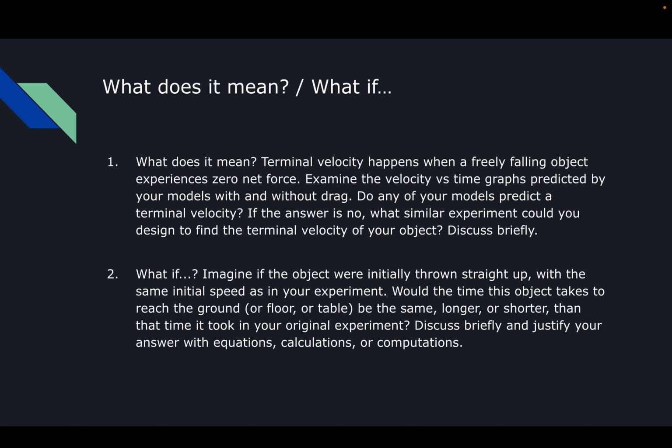What if the object were thrown vertically upwards with the same initial speed? Then the time to hit the ground would be longer than in the original experiment. This is because the object must first slow down to a complete stop at its highest point before it can fall back down. This extra phase of motion increases the total time in the air.